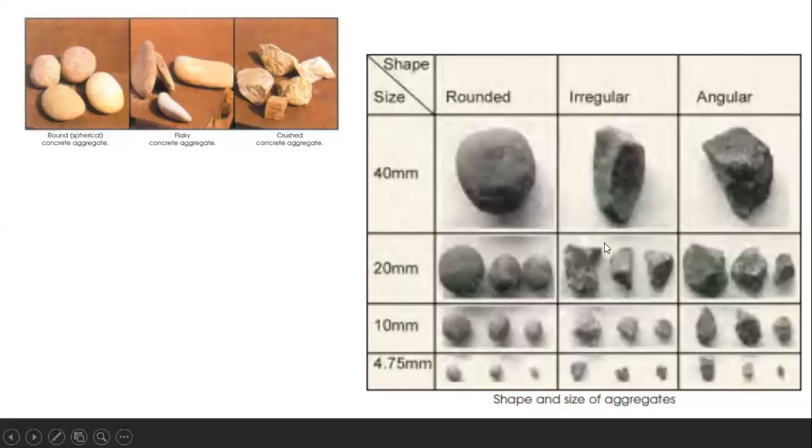In the right bottom, you can see the size ranges as well as the three shapes, that is round, irregular, and angular. So 40 mm, 20 mm, 10 mm, and 4.75 mm different sizes of aggregates are there. In round itself, we have different ranges, and irregular shapes also have different ranges, and angular also has different ranges.